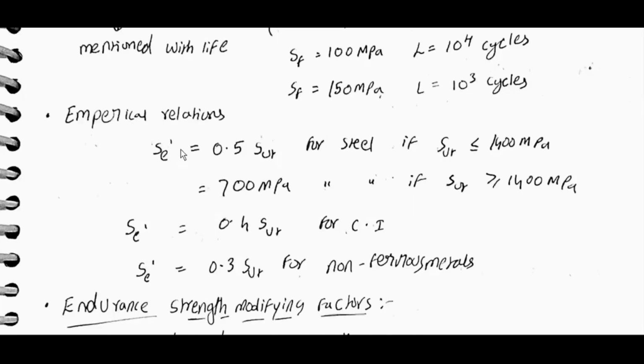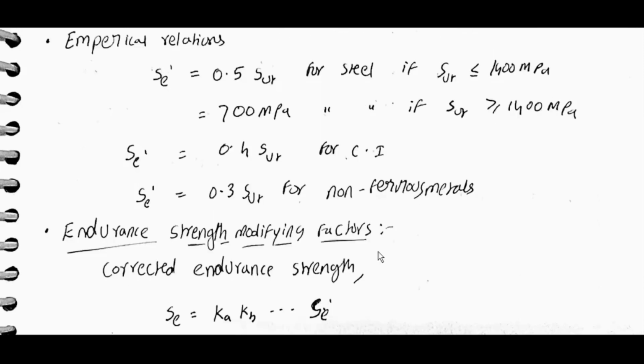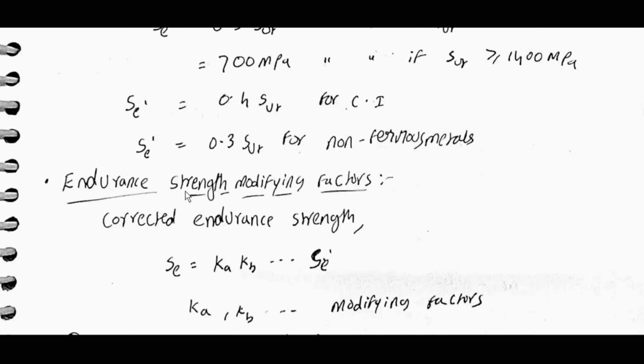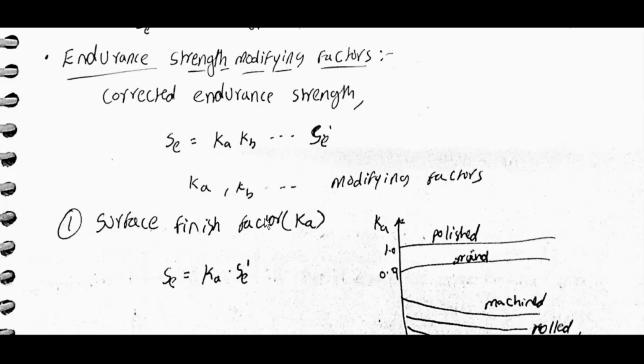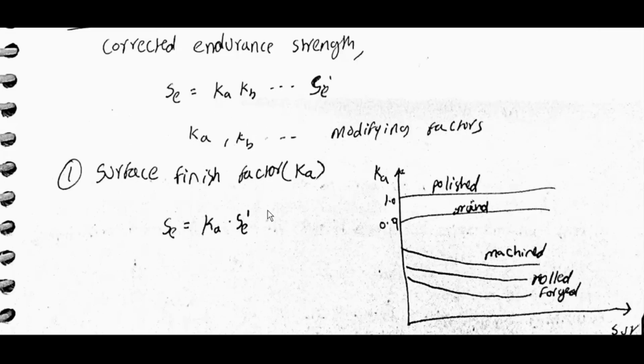Empirical relations: SC prime is equal to 0.5 SUT for steel if SUT is less than or equal to 1400 MPa, and is equal to 700 MPa for steel if SUT is greater than or equal to 1400 MPa. SC prime is equal to 0.4 SUT for cast iron, and 0.3 SUT for non-ferrous metals. Endurance strength modifying factors: corrected endurance strength SC is equal to Ka, Kb and so on into SC prime. Ka, Kb are modifying factors.